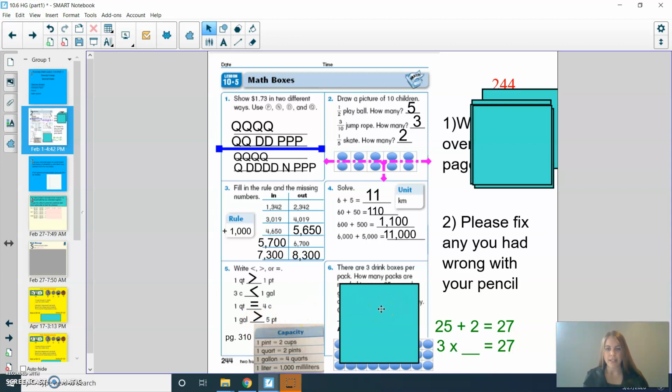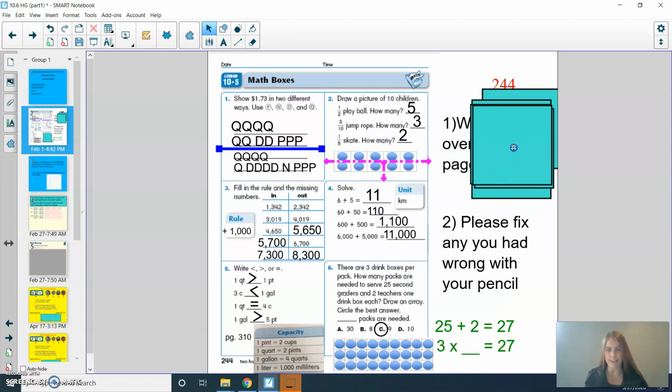For question number 6, there are 6 drink boxes per pack. How many packs are needed to serve 25 second graders and 2 teachers? 1 drink box each. Draw an array and circle the best answer. So first I needed to know that I'm looking at 25 plus 2, which is 27. And if there's 3 per pack, I'm kind of thinking of 3 times what equals 27, or 27 divided by 3. And I know that 3 times 9 is equal to 27, so 9 packs are needed. Again, please double check, make sure you have this page correct, and fix any of the mistakes with your pencil and eraser.